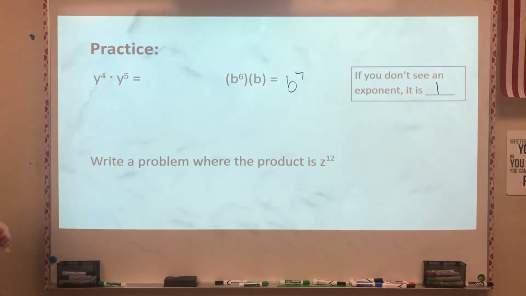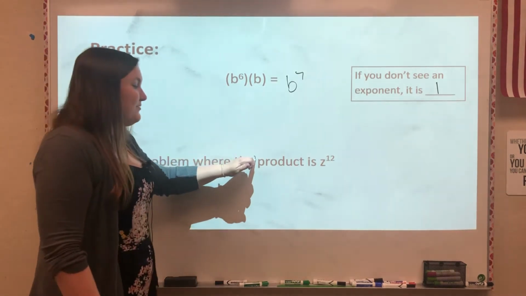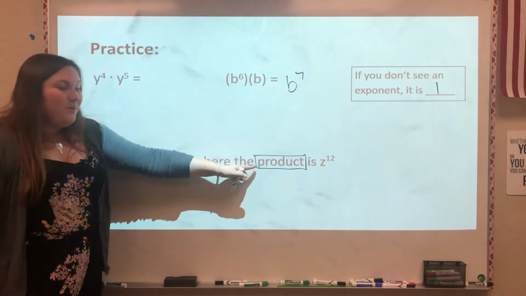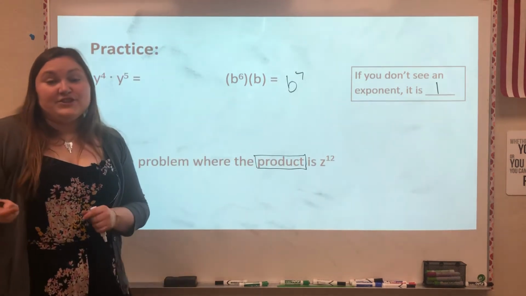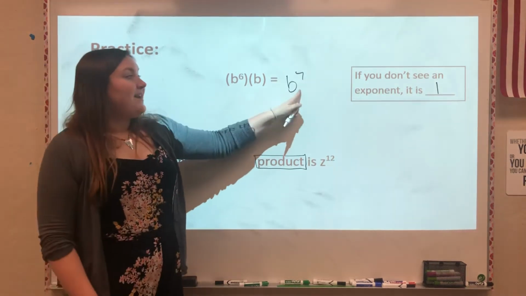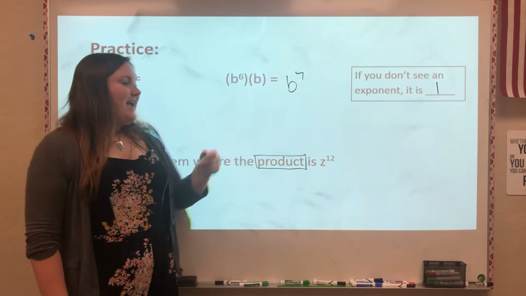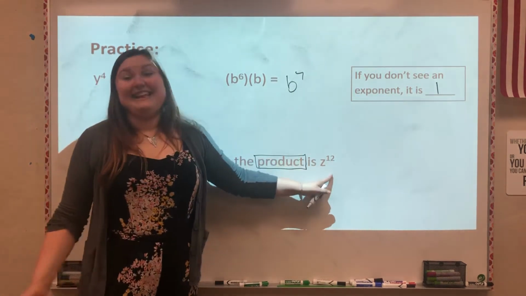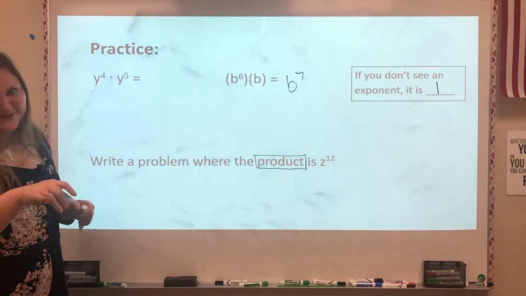This last one here says write a problem where the product is z to the 12th power. In order to answer this, you need to know what the word product is. I'm going to help you out a little bit with that. Product is the name of an answer when you multiply. So here, the product is b to the 7th power. I'm asking you to give me a multiplication problem where this is the answer. There are a lot of correct answers for this question.